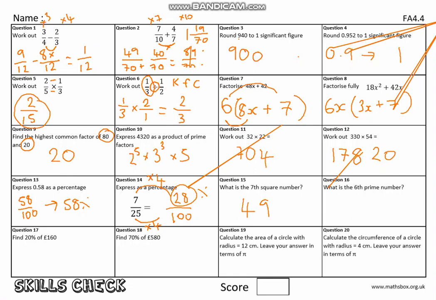Now a prime number for question 16, as I've told you, a prime number is a number where it is only divisible by itself and the number 1. And the 6th of these is number 13.